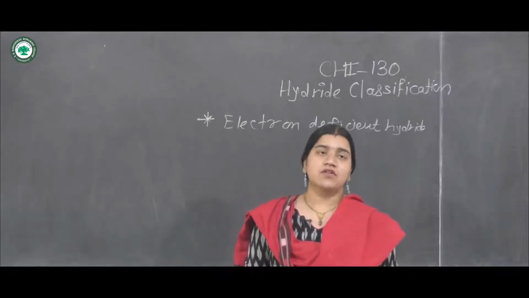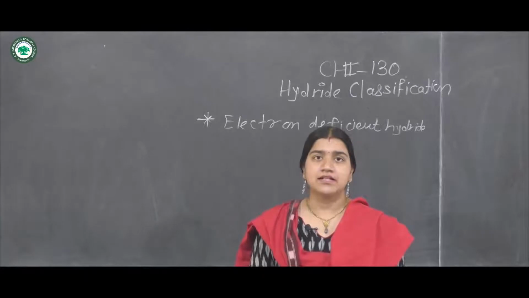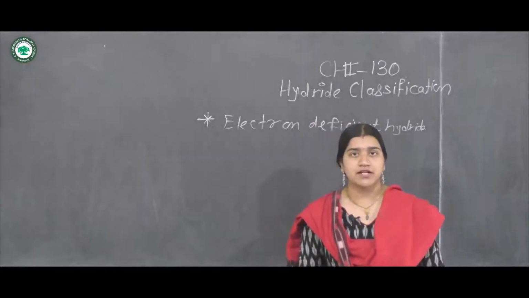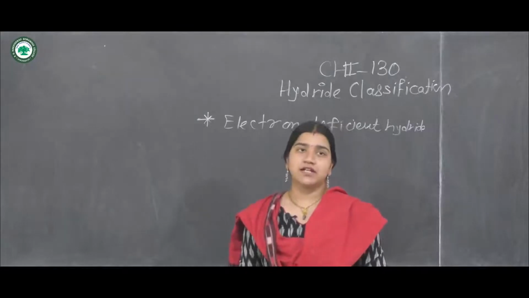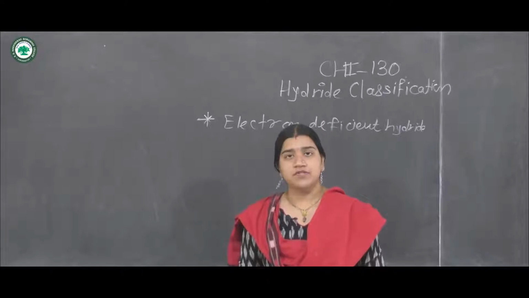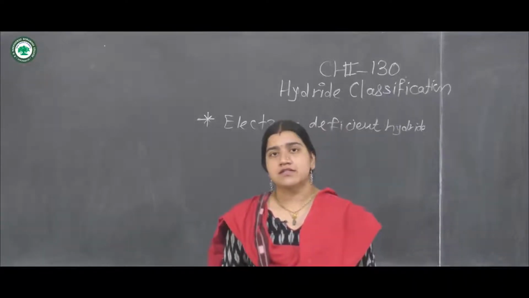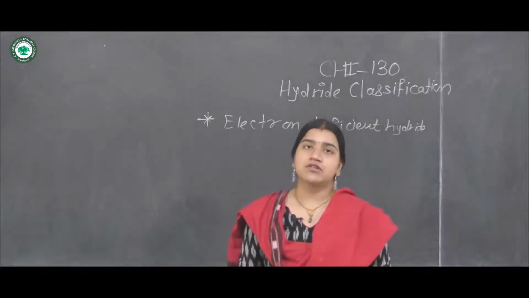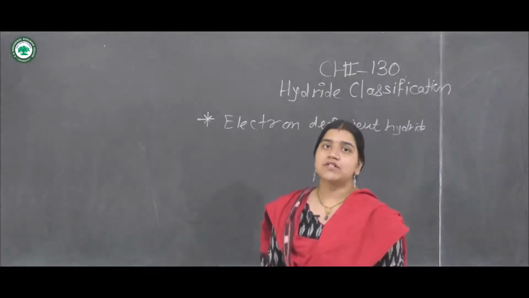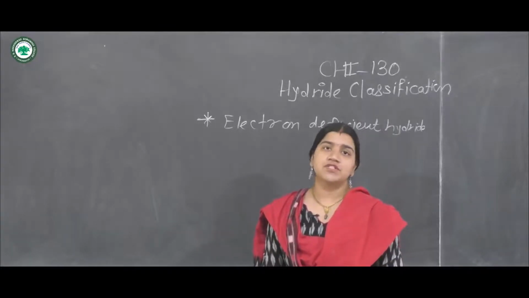In case of the classification of hydrides, hydrides are basically classified into three categories. The first one is the electron rich hydride, second one is the electron precise hydride, and the third one is the electron deficient hydrides. In the earlier lecture, we have already discussed the electron rich hydrides and the electron precise hydrides. Now in today's lecture, we will see about the electron deficient hydrides.